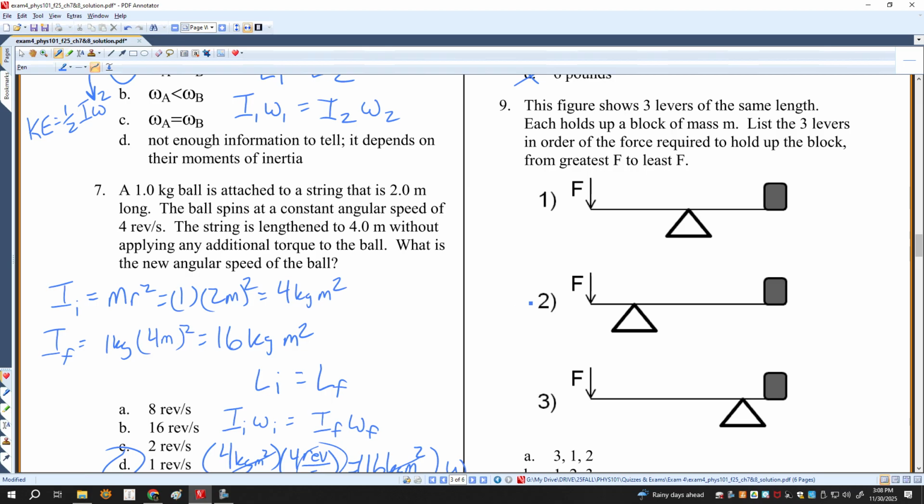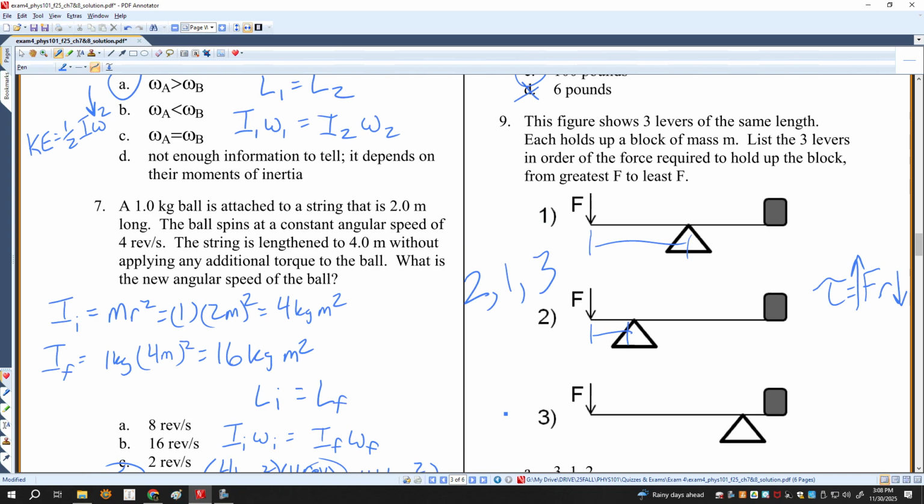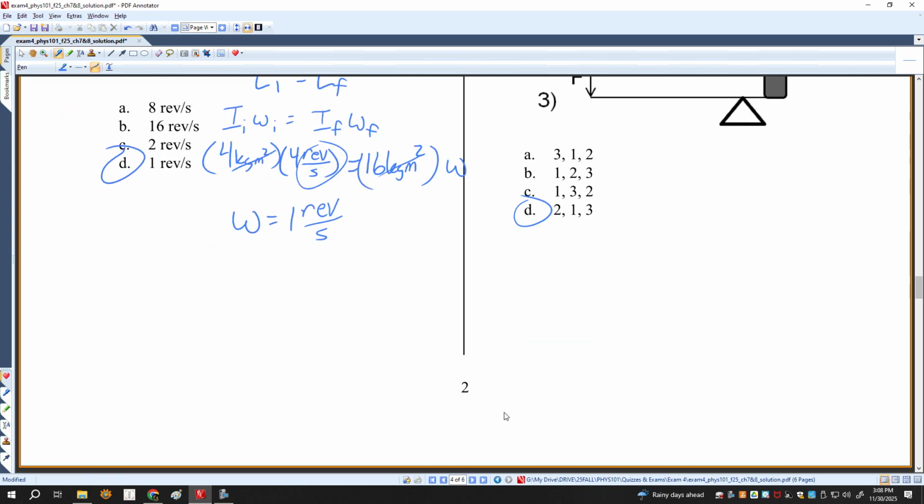All right, so 2 is the biggest force. I'm going from greatest. 2 is the biggest force because this is the smallest moment arm. Remember, torque is equal to F times R. If R is small, that means F is big. So 2 is the biggest, followed by 1 because it's the next biggest moment arm. And then followed by 3. So 2, 1, 3 is the right answer. D is the right answer for number 9.